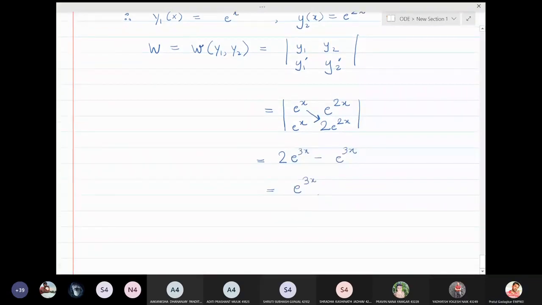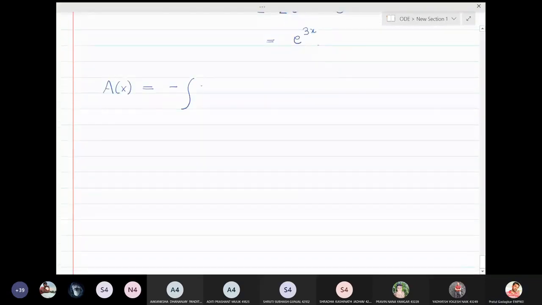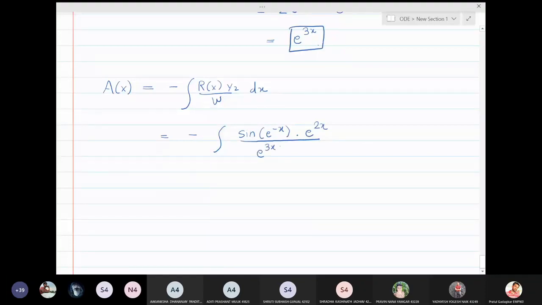So what is ax? It is minus the integral of rx y2 upon w dx. What is rx? Rx is the right hand side, sine of e raised to minus x. What was y2? Y2 was e raised to 2x. Upon w, W was e raised to 3x, dx.